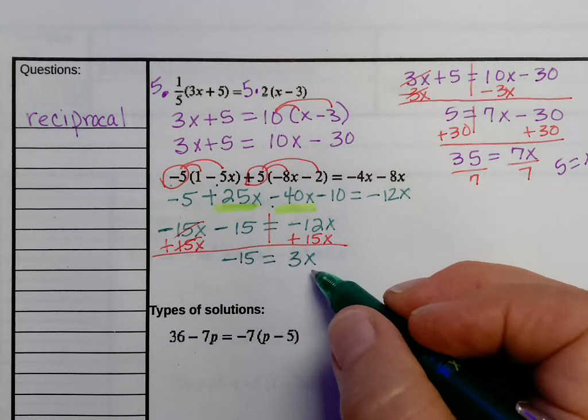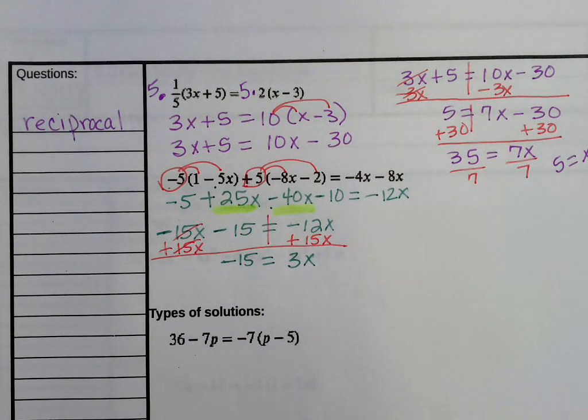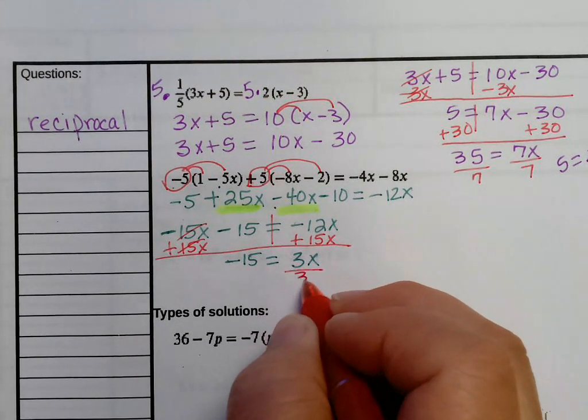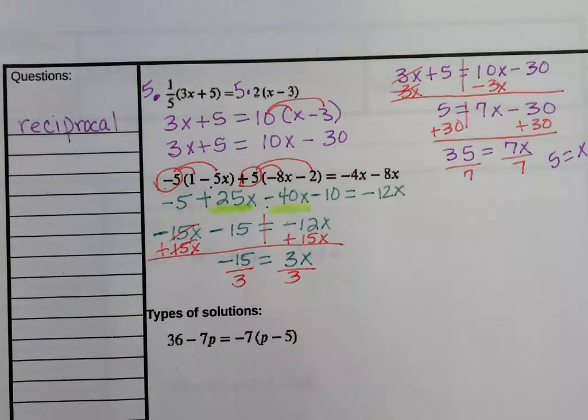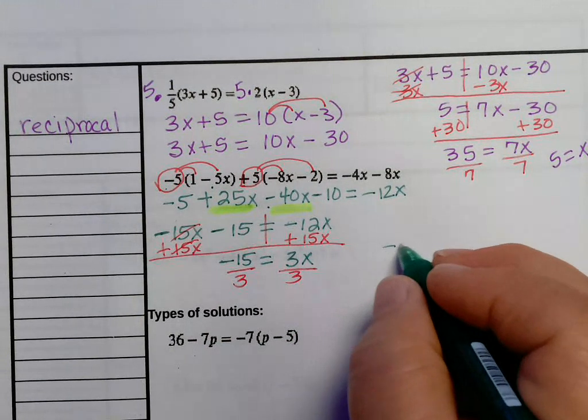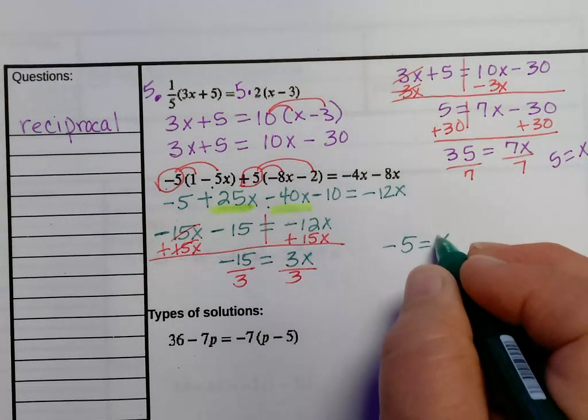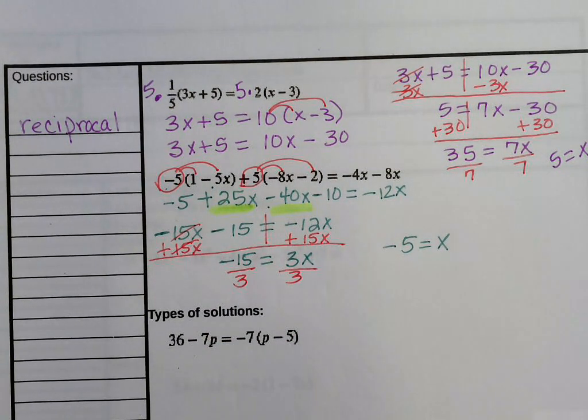15 minus 12 is 3. Divide by 3. And negative 5 is equal to x. As always, put those numbers back in. Make sure you've got the correct answer. It's easiest to do with a calculator if you have one.